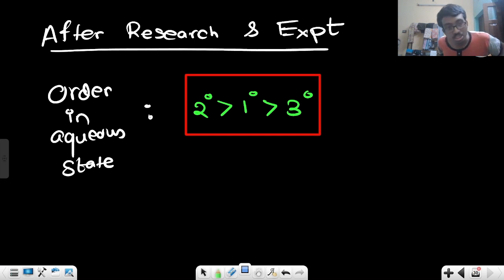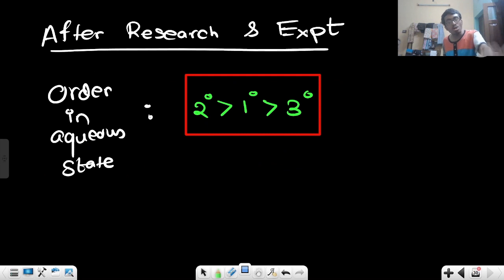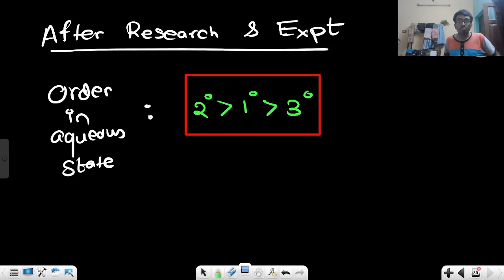Do not ask me the reason because I won't be able to explain, because it's a research and experiment which I cannot explain. Okay? Order in aqueous state after researching, because these two were controversial to each other. So after research and experiment, we came to the conclusion that secondary is more than primary than tertiary. Clear? What you are going to remember is this one: 2 degree greater than 1 degree greater than 3 degree.